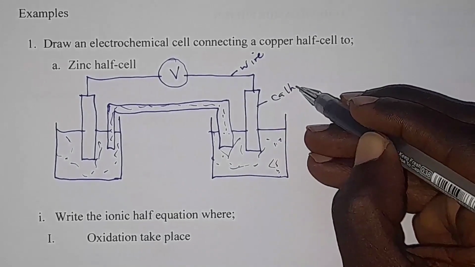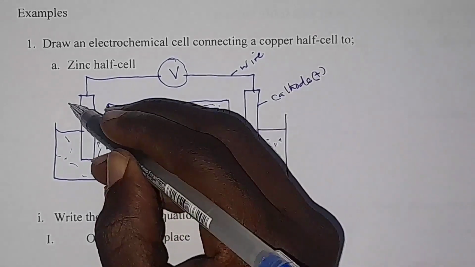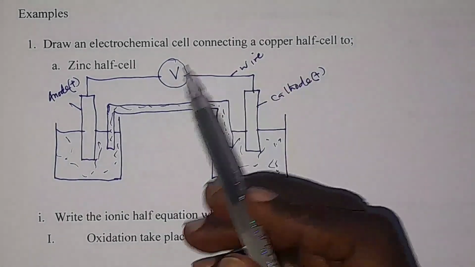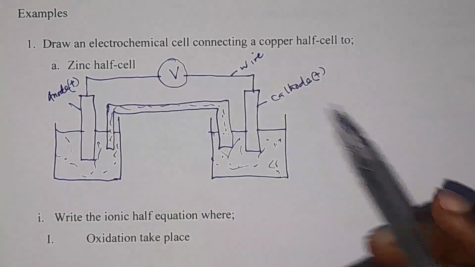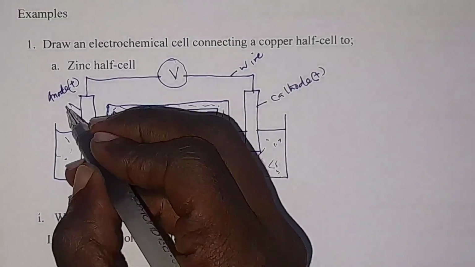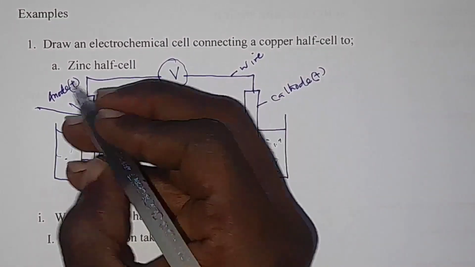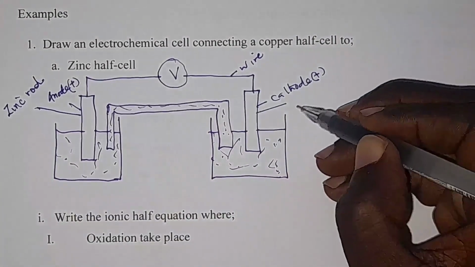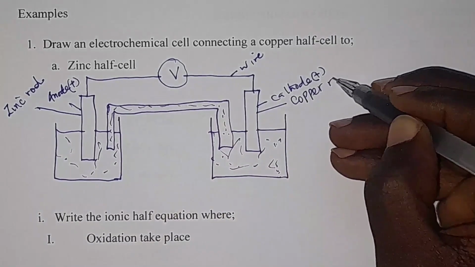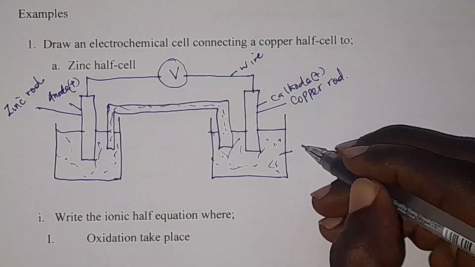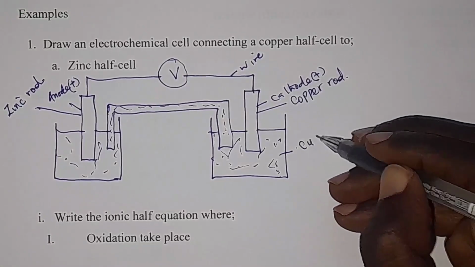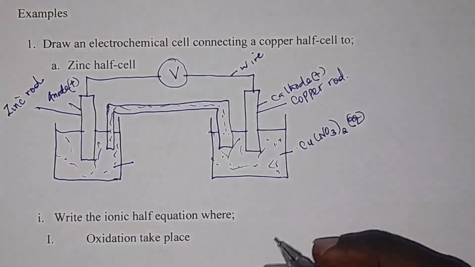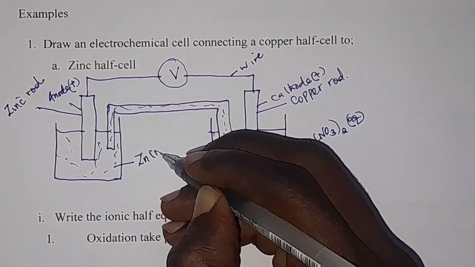This is the cathode electrode, and this is the anode electrode. So we have the zinc half cell and the copper half cell. Between zinc and copper, which one is more reactive? Zinc is more reactive. So here the anode will be made up of the zinc electrode. Here we are going to have a zinc rod or zinc electrode. On the cathode side, it will be made up of the copper rod or copper electrode. Here we are going to have a solution containing copper 2 ions, so we can take copper 2 nitrate solution. And here we are supposed to have a solution containing zinc 2 ions, so we can have zinc nitrate solution.